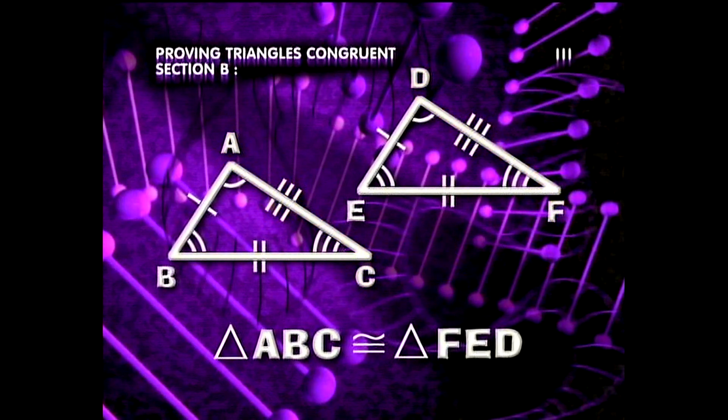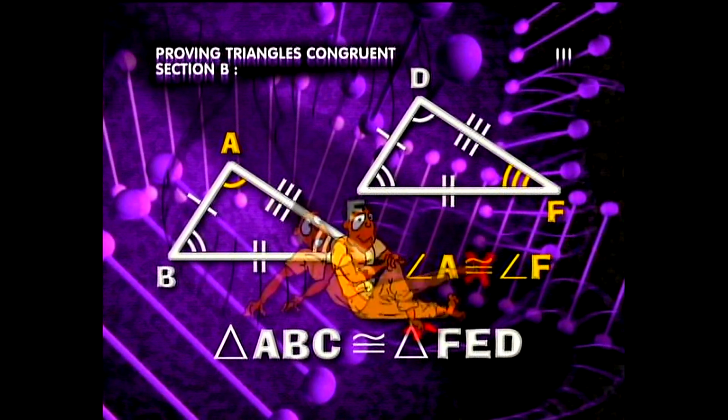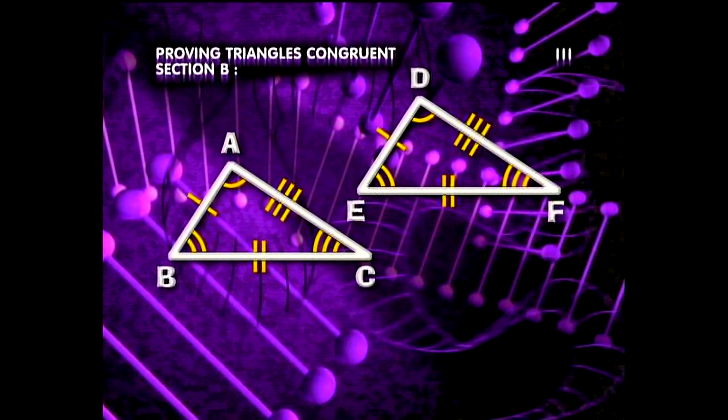If we were to say that triangle ABC is congruent to triangle FED, we'd also be saying that angle A is congruent to angle F, which is wrong. Notice how we show what parts are congruent in the diagram? We mark them with little lines to show which ones match up.